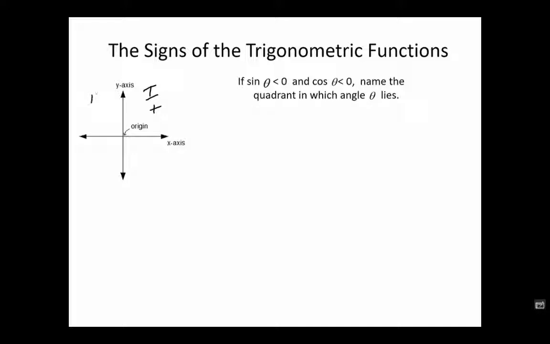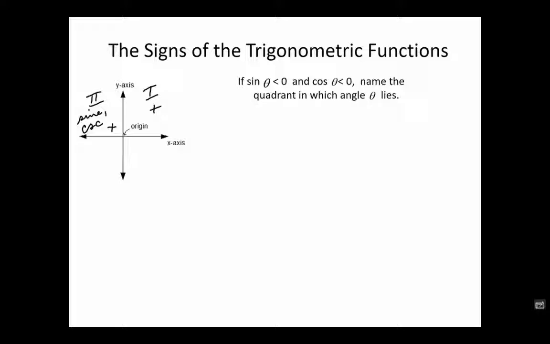Let's investigate what happens in quadrant 2. In quadrant 2, sine and cosecant, because the sine deals with the y coordinate as well as the cosecant. In the second quadrant, y is positive, so the sine function and cosecant will be positive. Everything else would be negative.